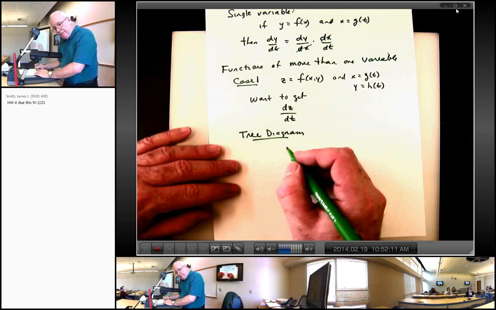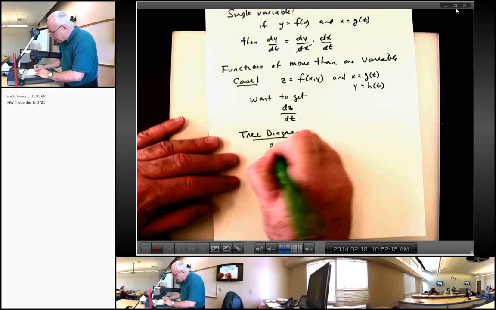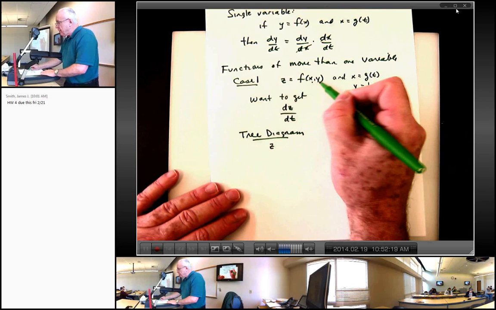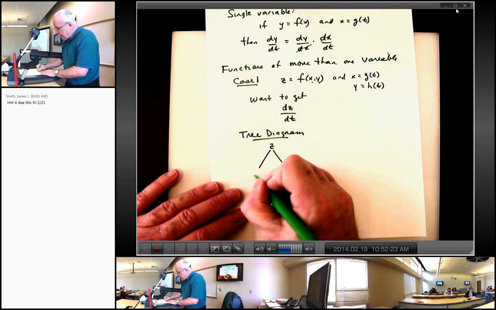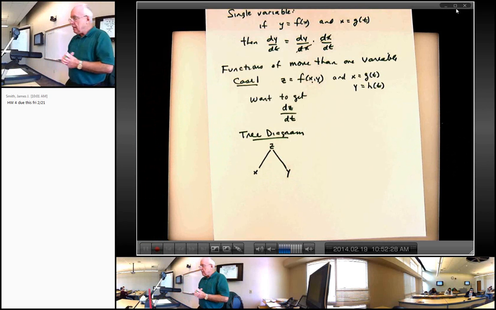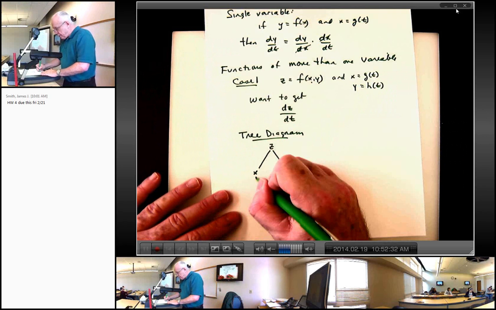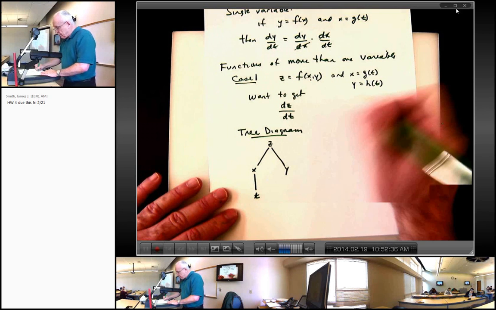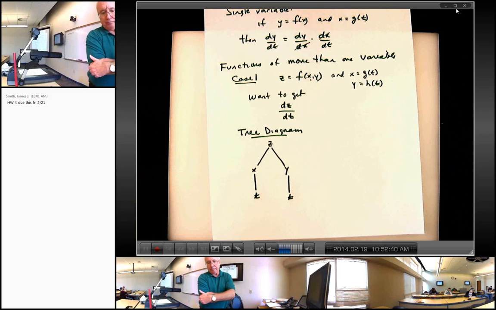So in this diagram, we can basically take z at the top, it's a tree diagram. z is a function of x and y. So we're going to branch off from z, x, and y, like that. Now, x is just a function of a single variable, t, like this. y is a function of a single variable, t, like this. All right.